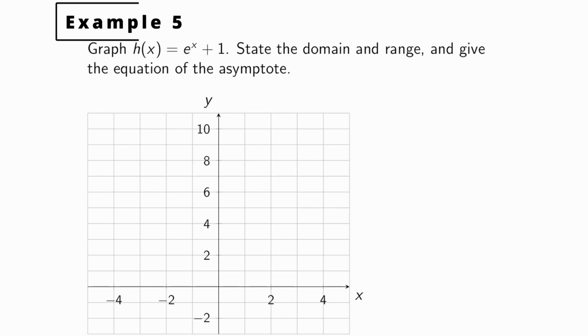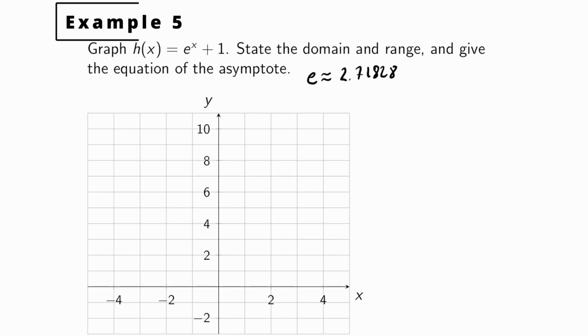Here's our final example. We want to graph h of x equals e to the x plus 1. Now, e here represents an irrational number, a constant called Euler's number. And it doesn't really matter what it is, except that it's larger than 1. So it's approximately 2.71828. But really, it's between 2 and 3.